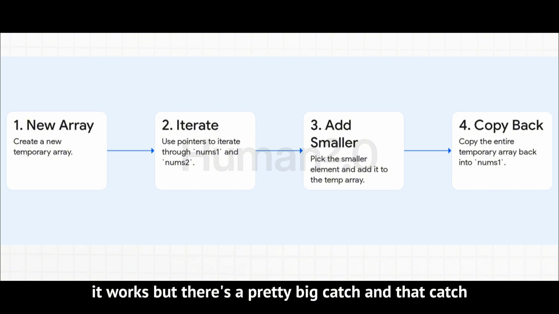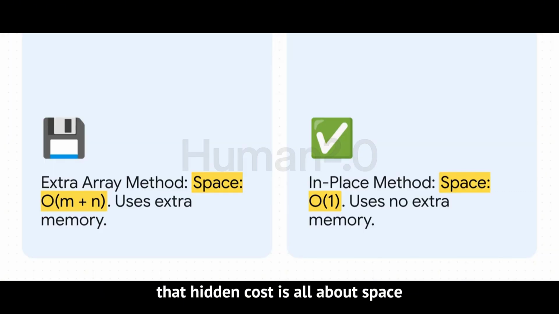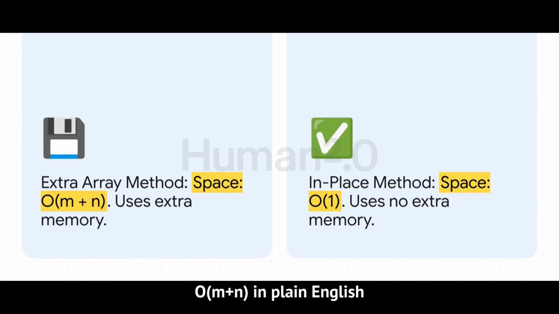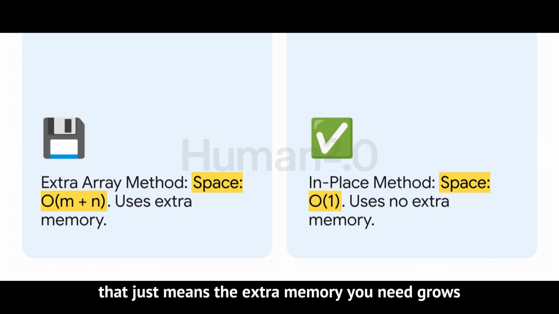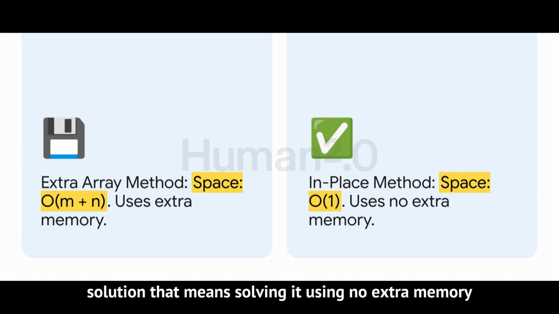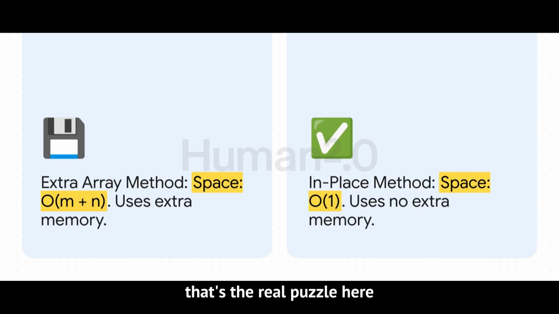It works. But there's a pretty big catch, and that catch, that hidden cost, is all about space. This approach has what we call a space complexity of O(m + n). In plain English, that just means the extra memory you need grows right along with the size of your input arrays. And if you're in a coding interview, that's often a no-go. The interviewer is almost always pushing you for an O(1) space solution. That means solving it using no extra memory. That's the real puzzle here.